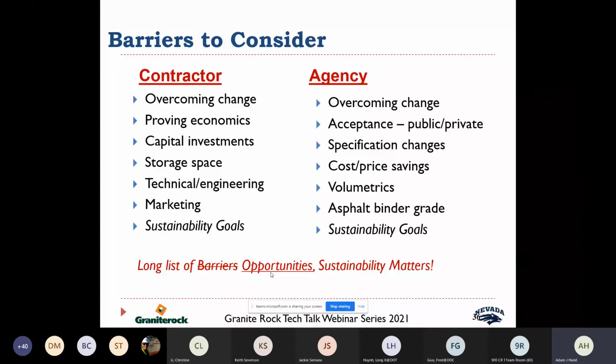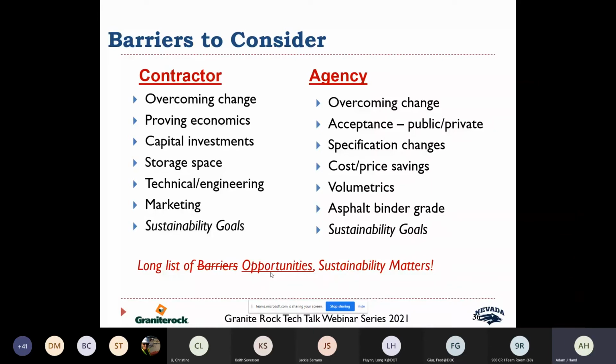There are technical and engineering barriers. The bar gets raised a little bit when you go to high RAP mixes, so you need to make sure you've got your technical game on cue. You have to go out and market it, and again, it goes back to your sustainability goals. Now, at the agency, I think it's not much different.